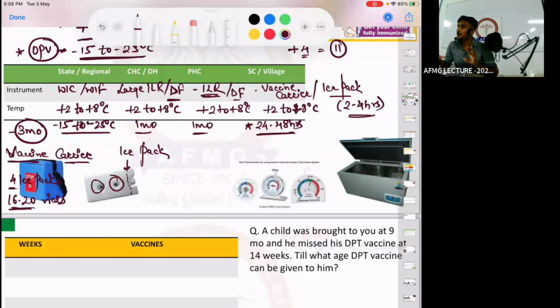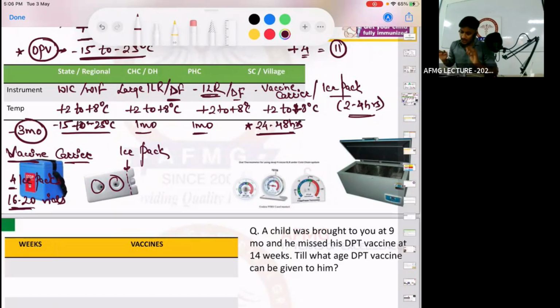What is the temperature? +2 to +8. What is the level at which it is used? Sub-center or village level. Usually it is the village level. What is the duration? 2 to 4 hours. It can maintain the temperature up to 2 to 4 hours.